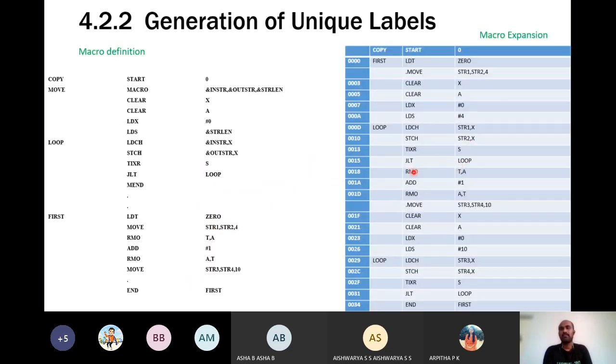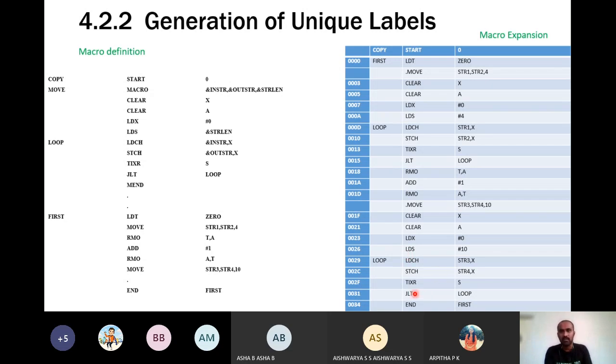Here is one example, JLT loop. But there are two labels named loop. Here there is one loop, and here there is one more loop. If you say JLT loop, where does it have to jump, here or here? How can you know that? How can you make a decision? In the same way, how can an assembler make a decision?